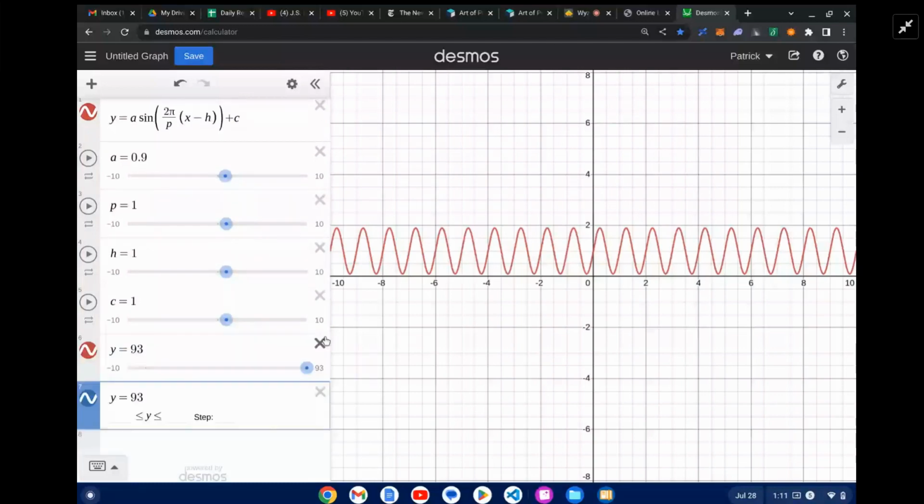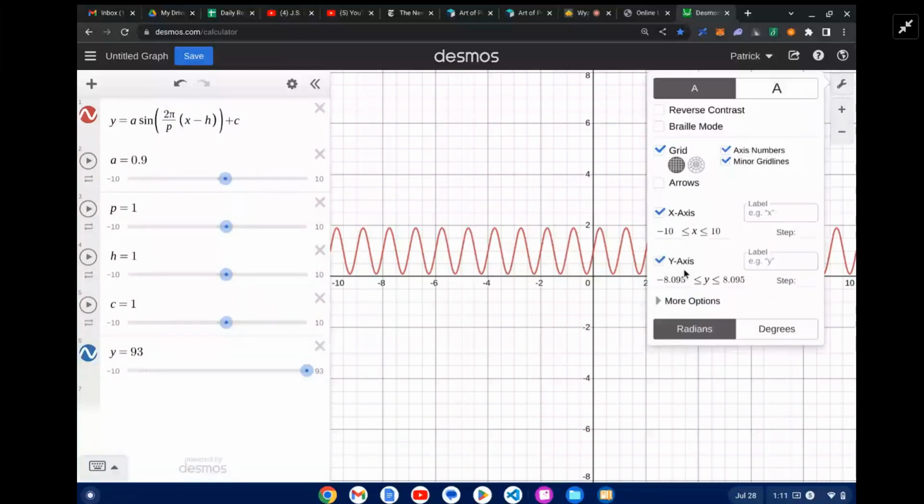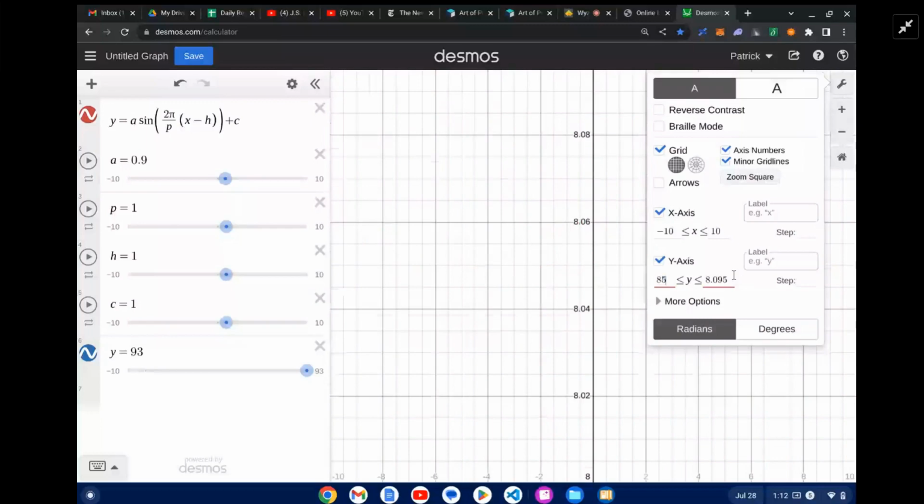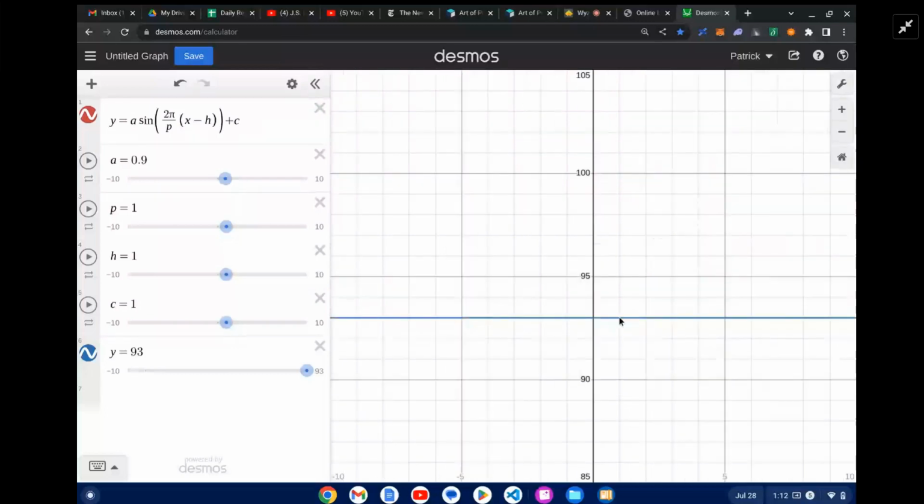So you need to do some adjusting here. You go to graph settings, and we need to get 93 on the screen. So we can start the y-axis, let's say, from 85, since we want to include 93, to let's say 105. So there we see we have our line of y equals 93.